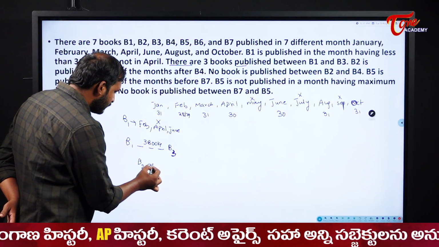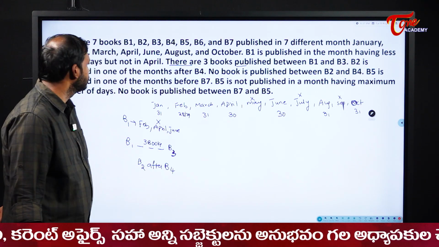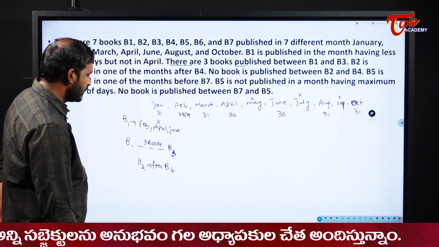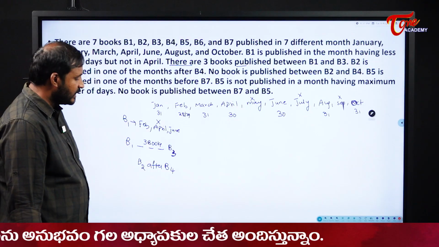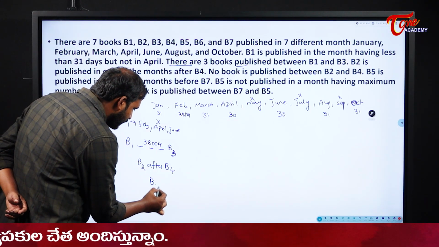B2 after B4. This is the logic they told us. No book is published between B2 and B4. That means what? What does it tell us? B2 and B4 are immediate ones. So that means B4 and B2.